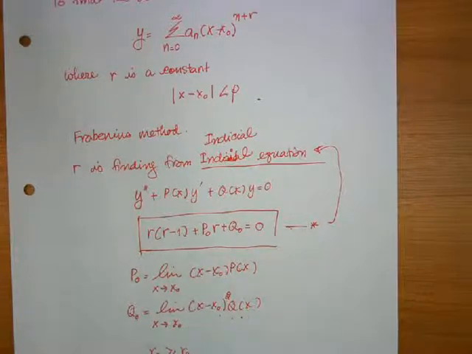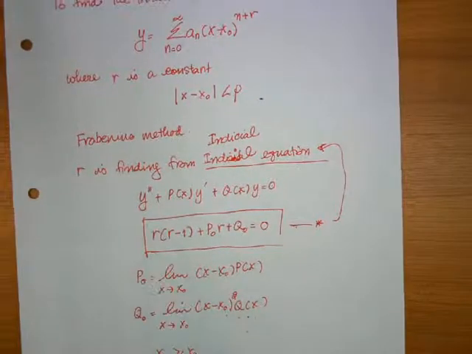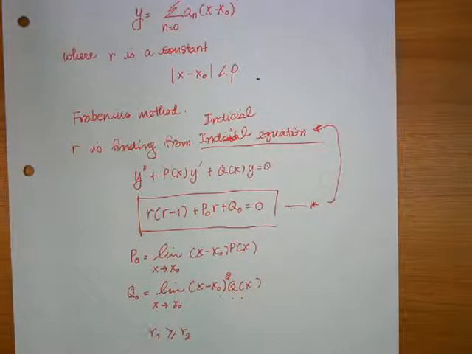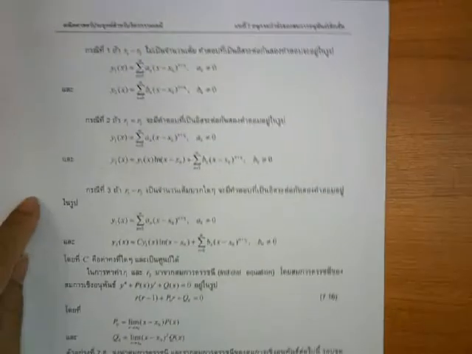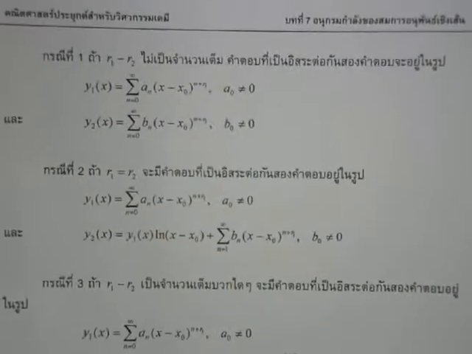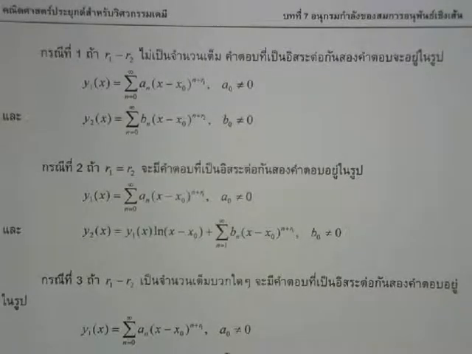So you can find two values of r. Okay, and with the two values of r, we are going to take the bigger number to be r1 and the smaller number to be r2. And from that, with r1 greater than r2, we can divide the way to find the solution into three cases. Case 1: if r1 minus r2 is not an integer, it means it's a fraction.